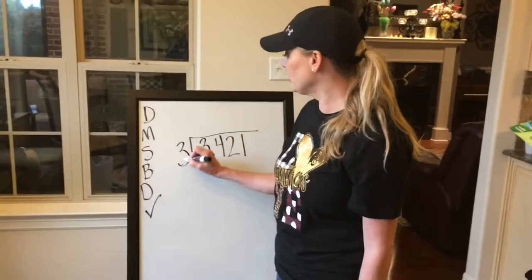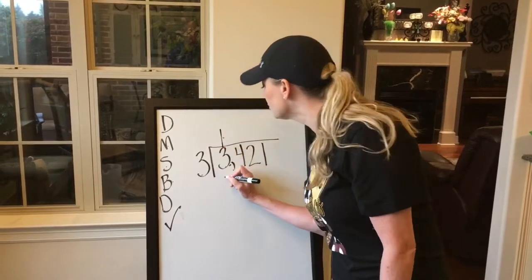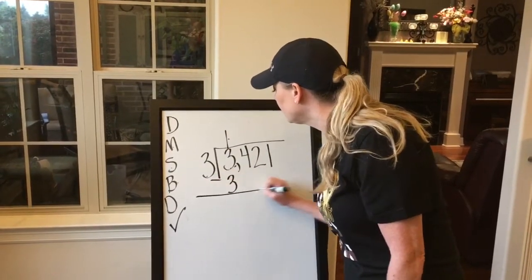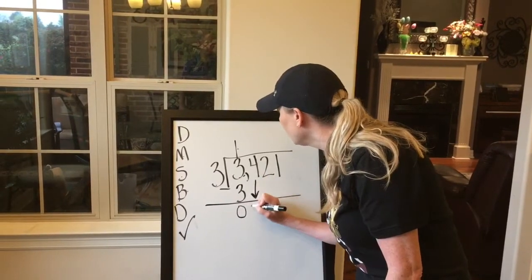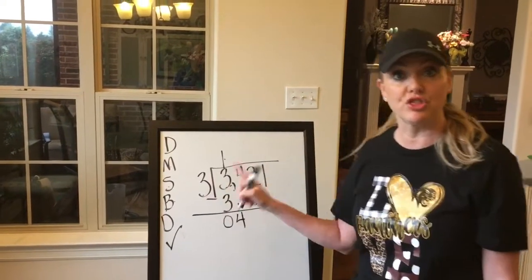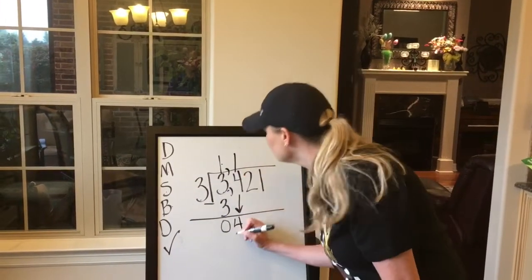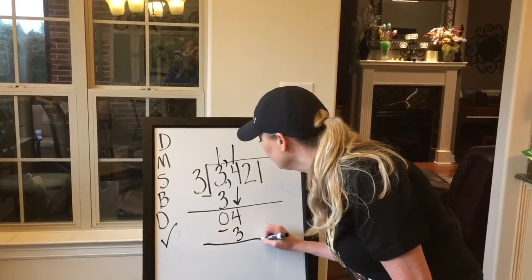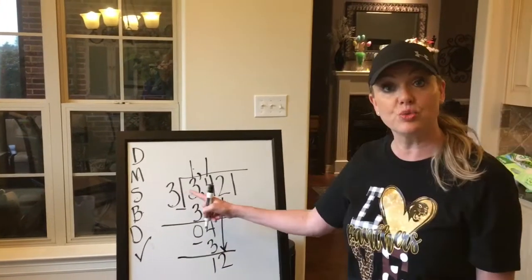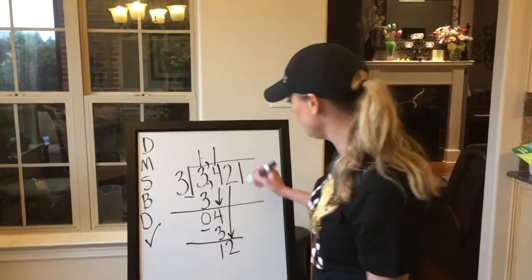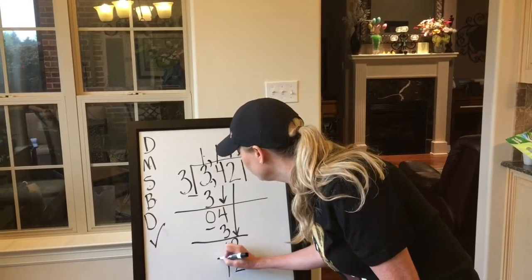I want to divide 3 into 3. That can go one time. 1 times 3 is 3. I subtract and bring down. Ask yourself, can 3 go into 4? Yes, it can. One time. 1 times 3 is 3. Subtract, bring down. Can 3 go into 12? Yes, it can. 4 times 3 is 12.